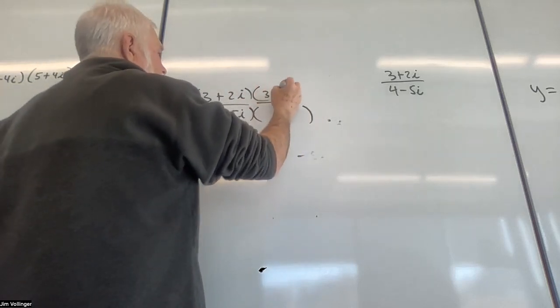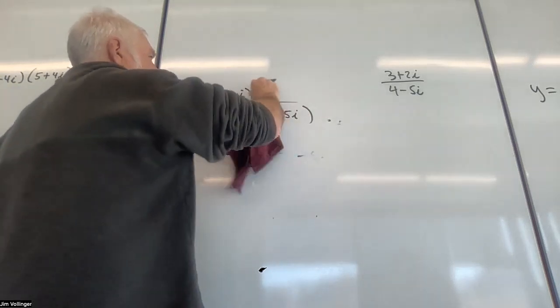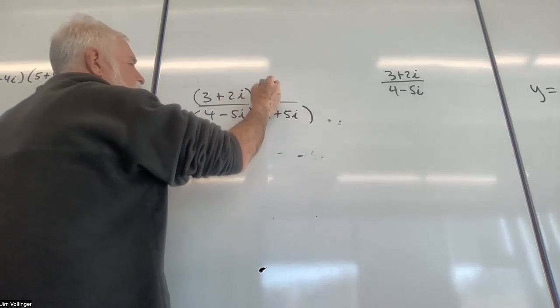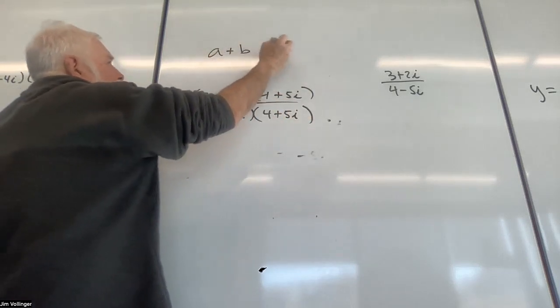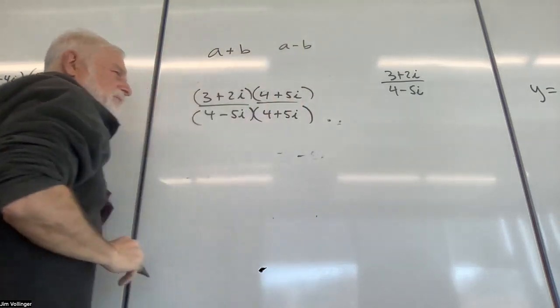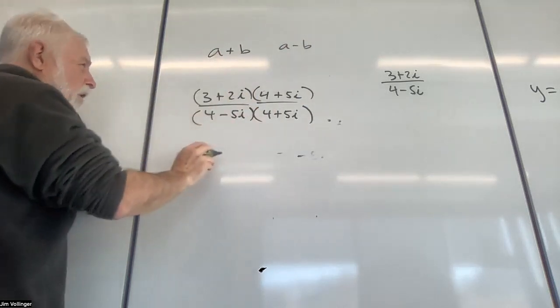3 plus 2i over 4 plus 5i. I always make a mistake in a video. Make an oral mistake there. 4 plus 5i. So what's the conjugate of a plus b? A minus b. Right? Because when we multiply them together, we get rid of the middle terms. I will do all of this though.